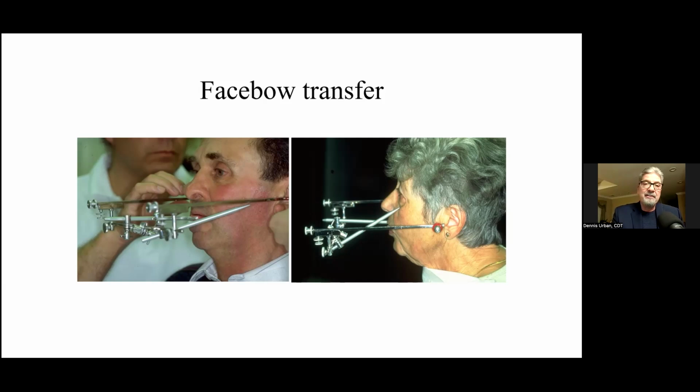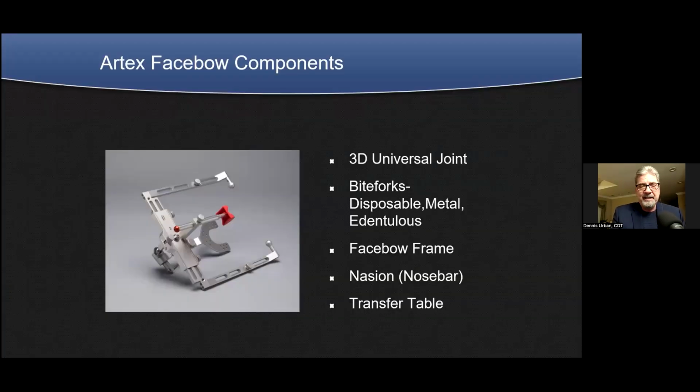And one of my favorite articulators and facebow techniques is with the Artex. And with the Artex facebow, we have the 3D universal joint, a bite fork, a facebow frame, and a transfer table. So you don't have to send that whole facebow to the laboratory. And I'll show you why.